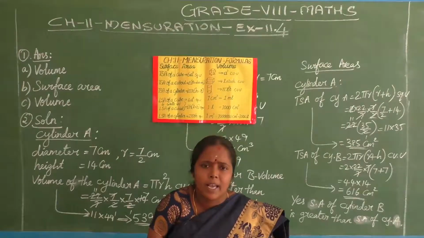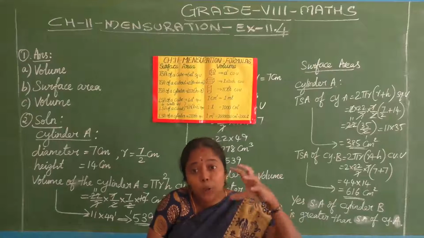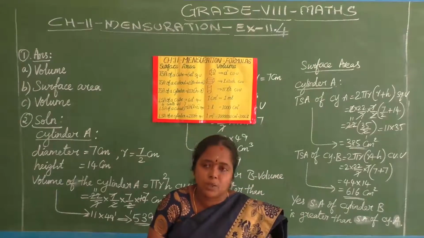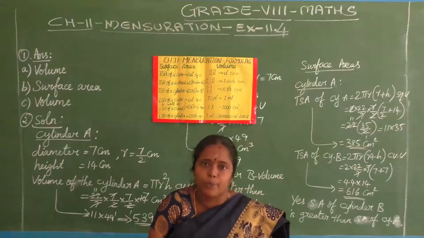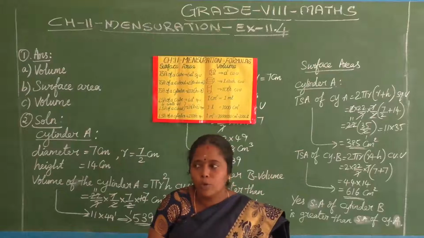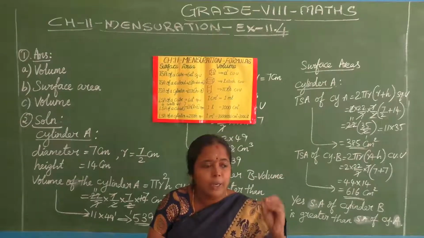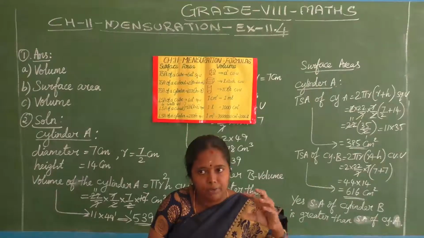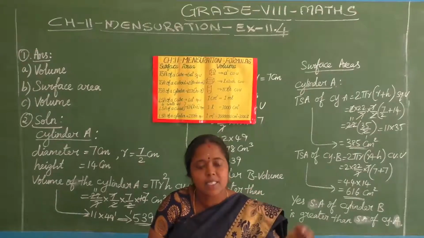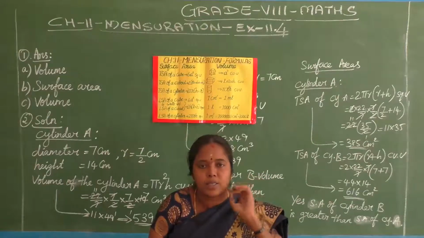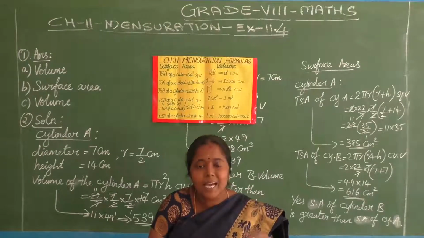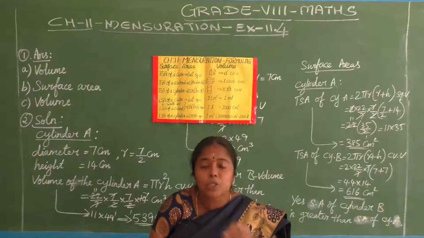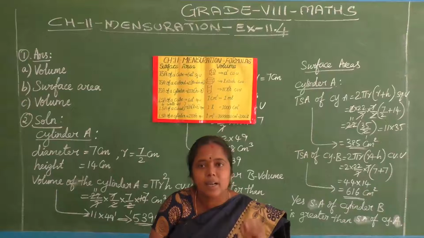Actually, what is volume? Volume means the amount of space occupied by an object. The amount of space occupied by an object is called its volume. For example, volume of the room, volume of pencil box. If the pencil box contains 5 or 6 pencils, its volume is 5 or 6 cubic units, like that we will say. Volume means the amount of space occupied by a three-dimensional object especially. That is called its volume.